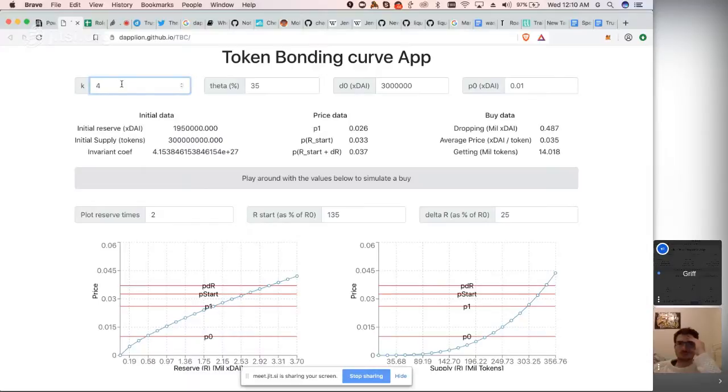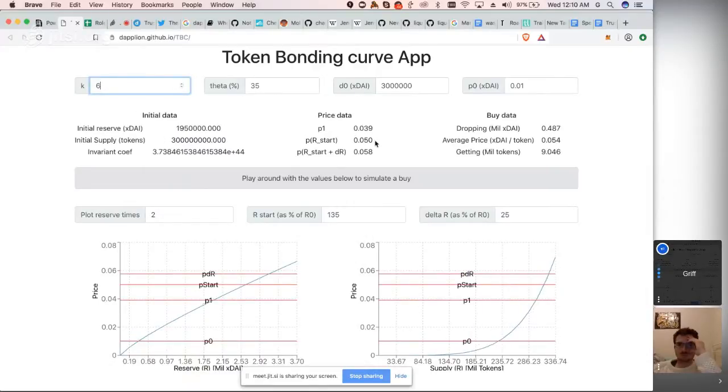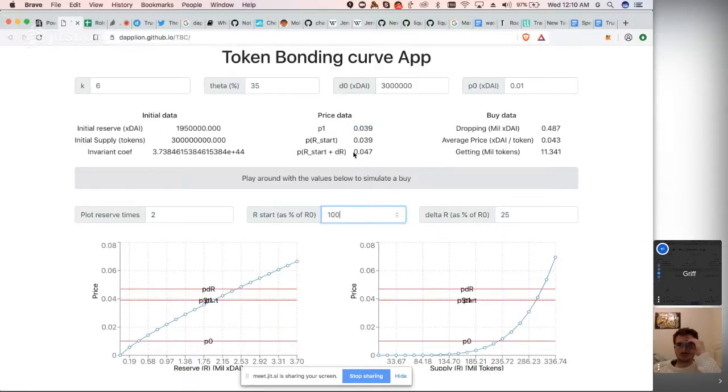Okay, so that's that. Next, we have P1. This is the price at the end of the sale, or at the end of the hatch. This is the initial price. And then when we start messing with these numbers over here, this changes this stuff. But for now, we'll just keep it like this. So the price data, P1 always stays the same. PR start is the price at the place you are in the curve.